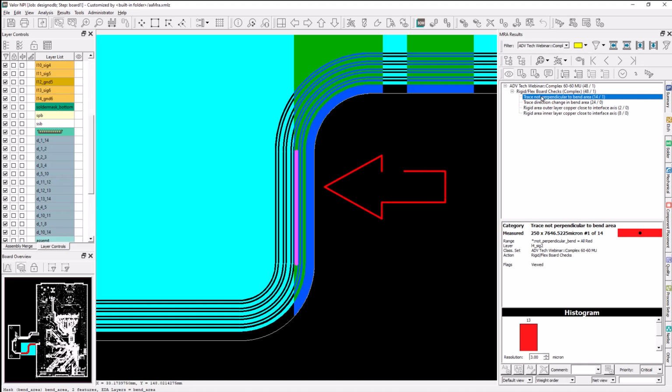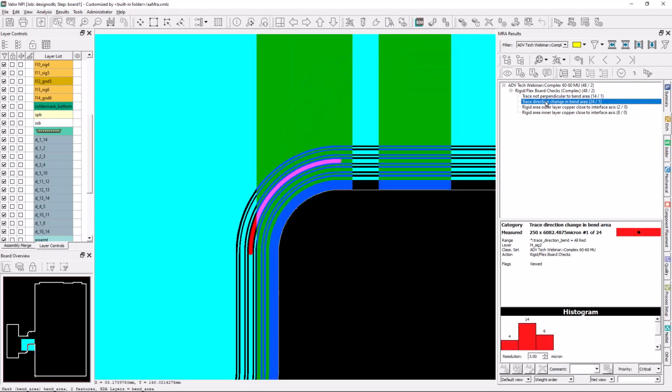Here we can see that there are traces that are not perpendicular, and this would lead to fracturing of the copper traces. The next check looks for a direction change in a bend area. When a flexible portion of the board is bent, the copper lines in that area are subjected to either compression or tension, depending on the layer position relative to the bend. A change in copper line direction within the bend area would focus stress at that location of the change in direction, which leads to copper line fracture concerns.